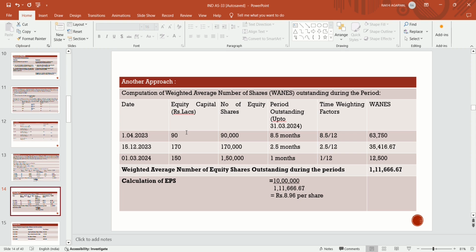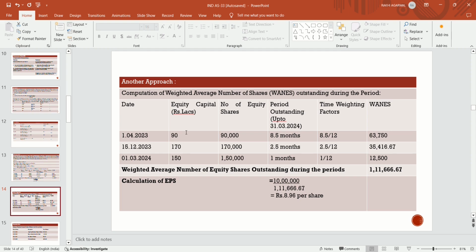On 1st March 2024, the entity bought back 20,000 of its shares, so it becomes 1,50,000, because 170 minus 20 becomes 150, for a period of 1 month, because the buyback happened in March, so the time weighting factor is given for 1 month. So it becomes 12,500. Now the total weighted average number of shares outstanding during the period is 1,11,666.67. These are two ways to calculate the weighted average number of shares.